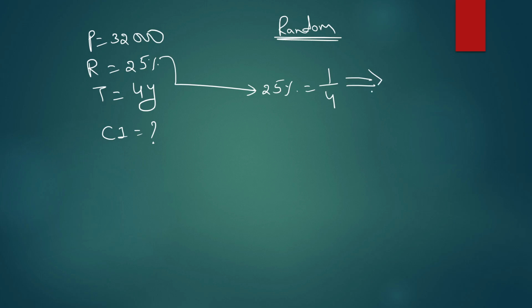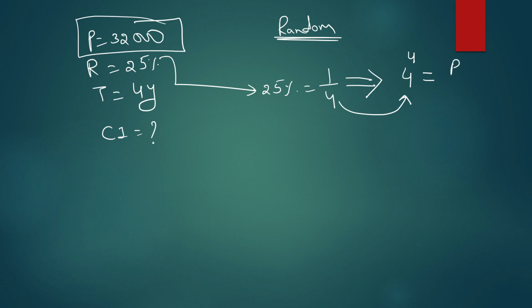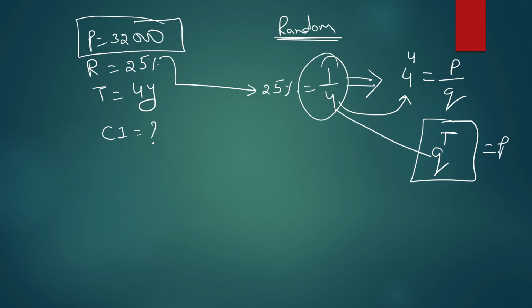Now, instead of taking the original P value of 32,000, you take the denominator of this fraction and raise it to the power of your time period. For example, if the fraction is P by Q, take Q as the base, and take the number of years you need to calculate interest for as T. Assume this value as your principal and do the problem on this value. Here, because for 25% the denominator is 4, the base is 4 and I have to calculate for 4 years. So assume P equals 256 and do the entire calculation.